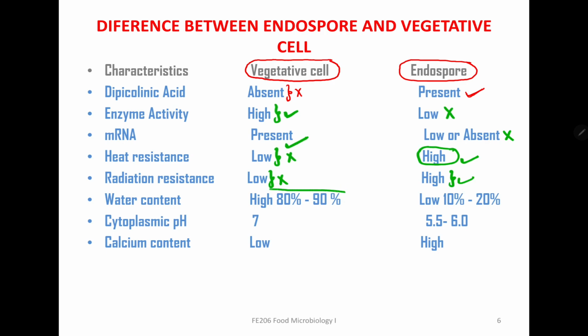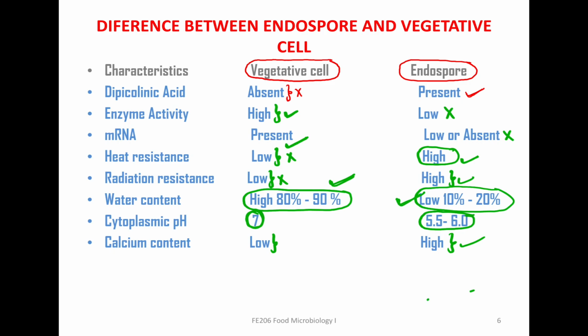Water content is more in the vegetative cell, and the requirement of water is more. The vegetative cell has 80 to 90% water, and the endospore has 10 to 20% water. Now pH: the vegetative cell has neutral pH, and the endospore has 5.5 to 6.0 pH. Calcium content is low in the vegetative cell and high in the endospore. So this is vegetative cell versus endospore.